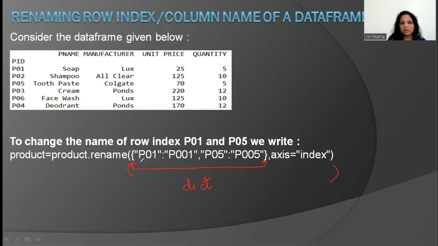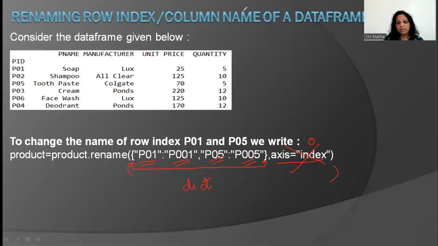Now, what does this mean? This is the old index, the new index, the old index, the new index. So what are you trying to say? That wherever you have P01, it is to be replaced by P001, and wherever you have P05, it is to be replaced by P005. And here I've written axis is equal to index. I could have even written axis equal to 0, or I could have just eliminated this, because I told you by default axis is 0, correct? Okay, so this is how I rename a row.